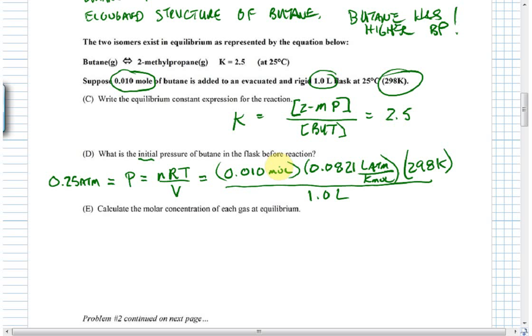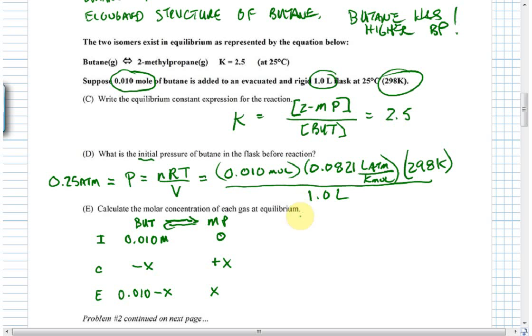What's the concentration at equilibrium? Now we set up a little equilibrium problem. We've got butane in equilibrium with the methylpropane. I'm just using some abbreviations here. Again, ICE table. Initial concentration of butane is 0.010 molar. Initial concentration of methylpropane is 0. Change, equilibrium has to go to the right, so minus X. This has to be plus X, again following the stoichiometry of the reaction. At equilibrium, the butane concentration is going to be 0.010 minus X. The methylpropane concentration is going to be X.